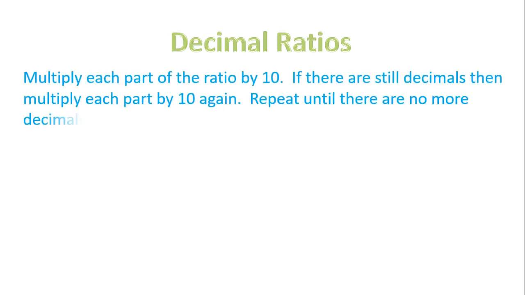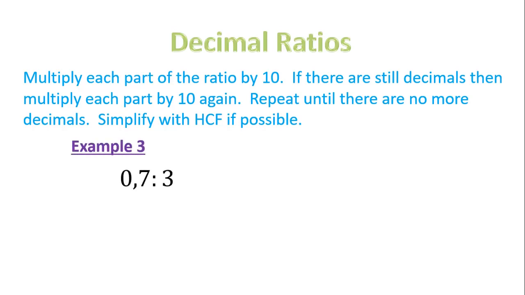Our second type is when we have decimals in our ratios. Here we multiply each part of the ratio by 10. If there's still a decimal, then you multiply each one again by 10, and you carry on multiplying each one by 10 until there are no more decimals. Once you've done that, you see if there's an HCF, and you simplify using your highest common factor. So let's put that into practice.